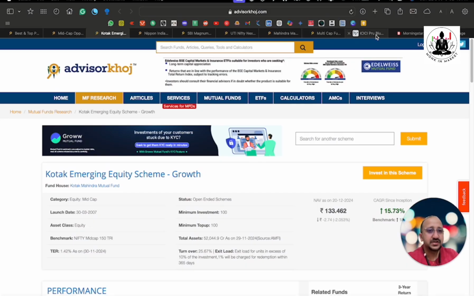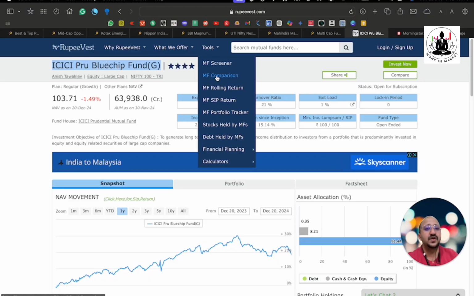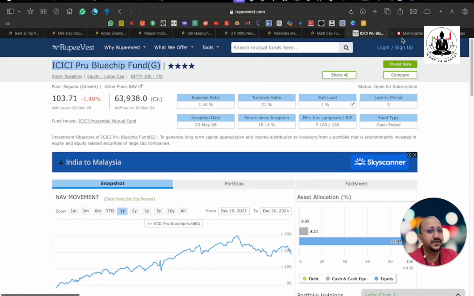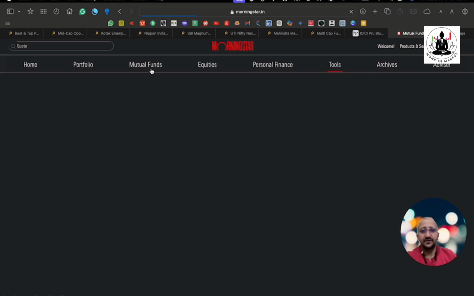So Advisor Coach is a good website. Rupee West is again a good website. I want you to explore these. You can find so many calculators, so many screeners, comparison tools, so many things over here. And Morningstar is also a good website, guys. You can find various types of data on these websites as well.